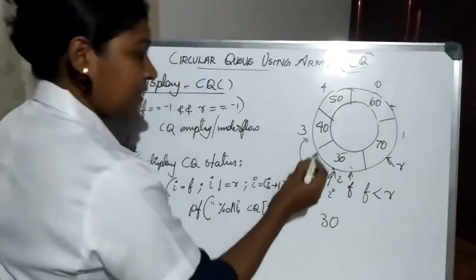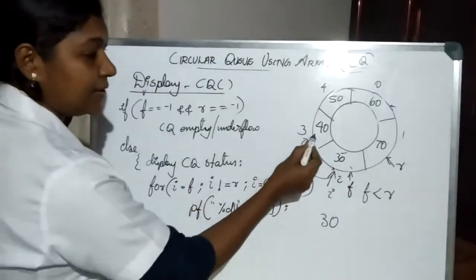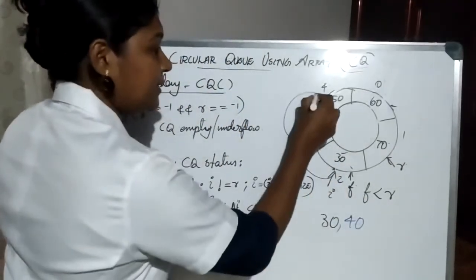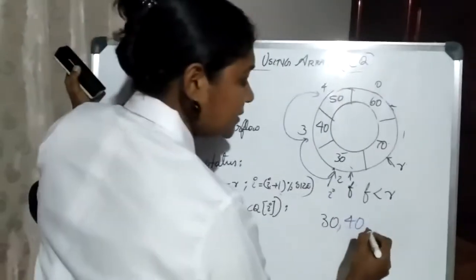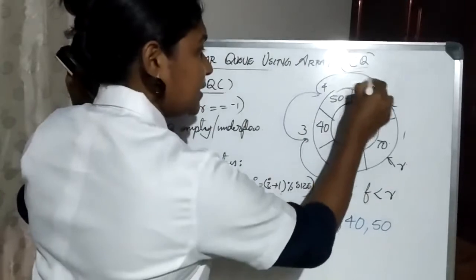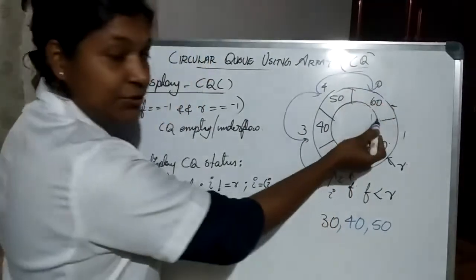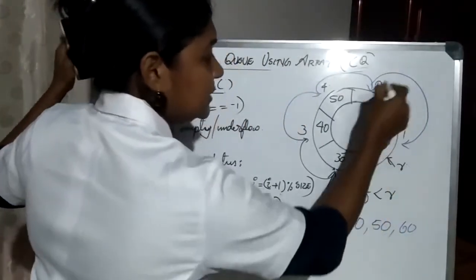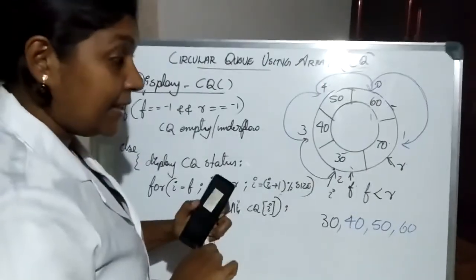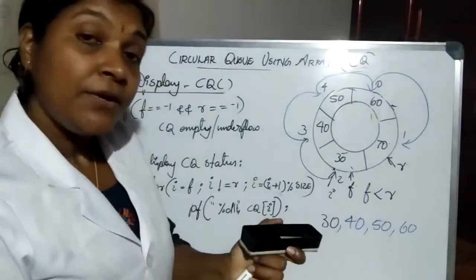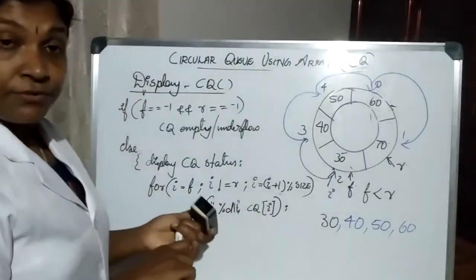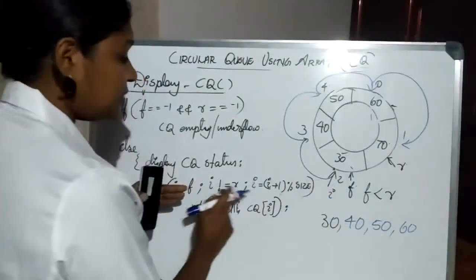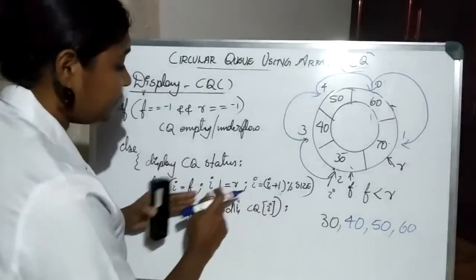Then next, what is the condition? I not equal to rear. Here I is not equal to rear. So we displayed 40. Then again incremented, I not equal to rear. So displayed 50. Again incremented, whether I is equal to rear? No. So displayed 60. Then from position 0, again incremented the value of I, and it reached rear. So right now you check the condition, I not equal to rear, but here I is equal to rear. So we are not able to display this value. On checking this condition, on returning a false value, it will come out of the loop.